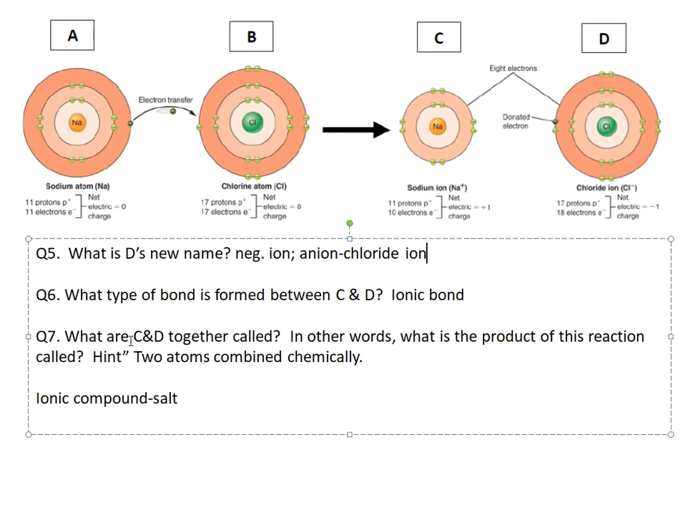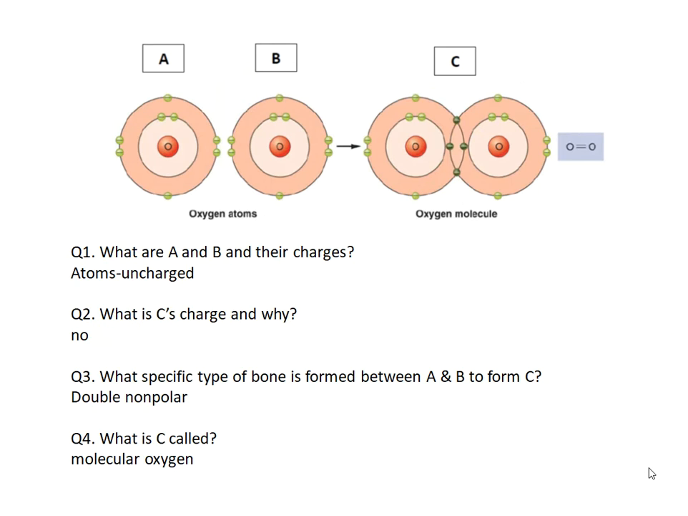Number 7, what are C and D together called? Well, we had atoms that became ions. Those ions are attracted to one another, and so now we have an ionic compound. We had atoms, now we have a compound. These two ions together are referred to as a compound. Specifically, they are a salt because they are an ionic compound. Any ionic compound is also a salt.